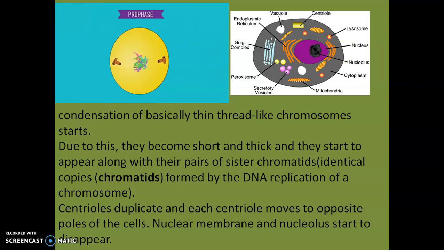Nuclear membrane and nucleolus start to disappear. The nuclear membrane and the nucleolus, which are organelles, also start to disappear. So that is the first phase, prophase.